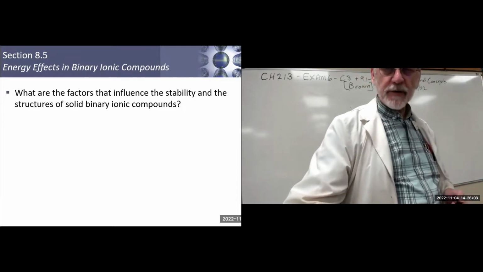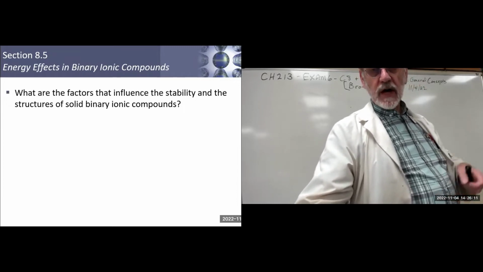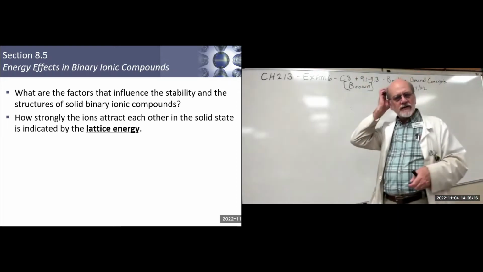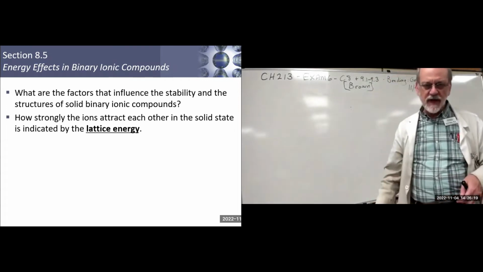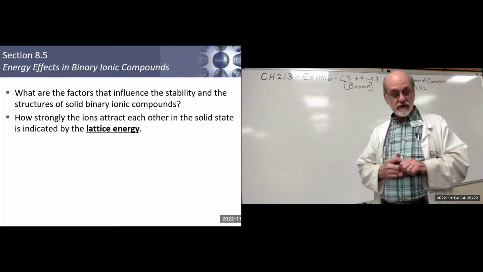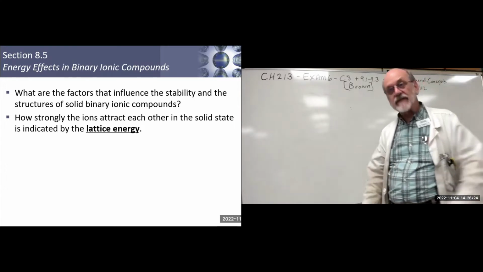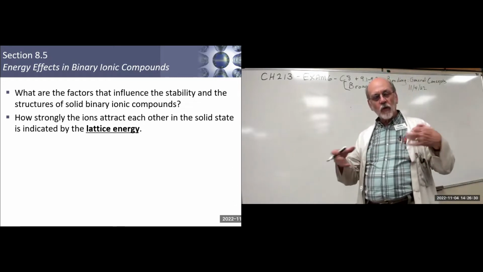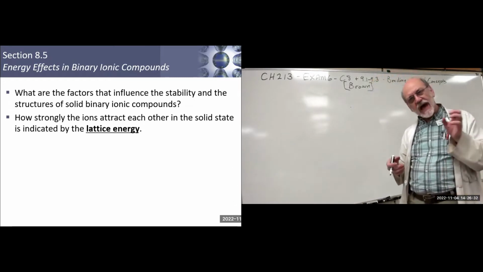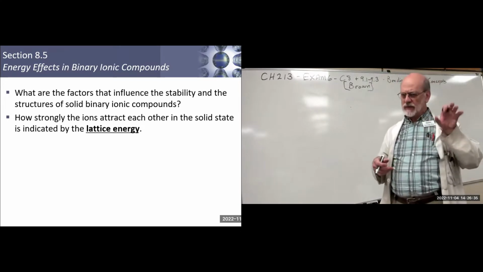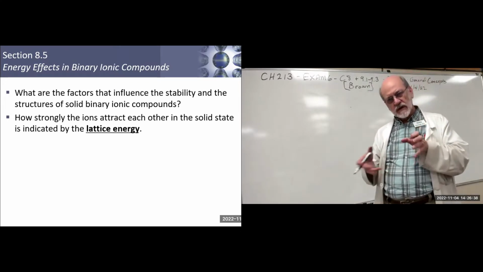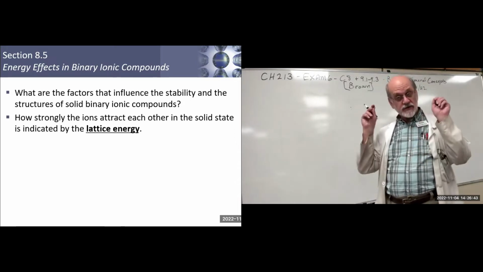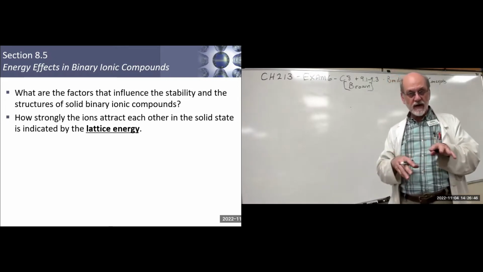So what factors influence the stability and the structure of binary ionic compounds? Well, we're going to introduce a concept called lattice energy. So what is lattice energy? Lattice energy is actually the amount of energy that's given up when the bond forms. So what does the bond form from? If we're forming an ionic compound, now we're switching gears a little bit. We've been talking about covalent compounds, and giving side glances to the ionic compounds. Now we're going to step into the deep end of the pool with ionic compounds.